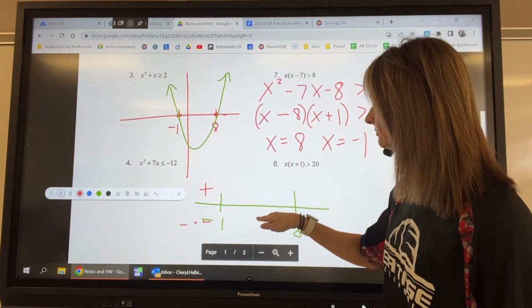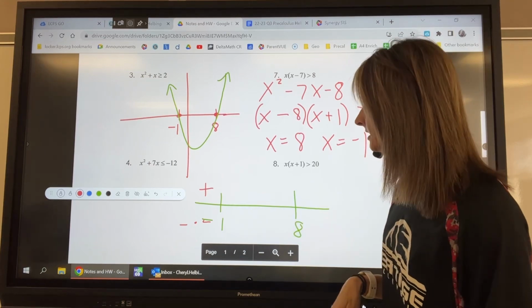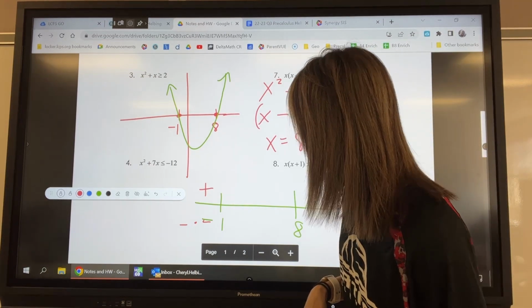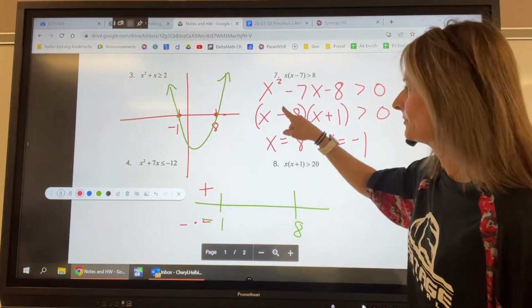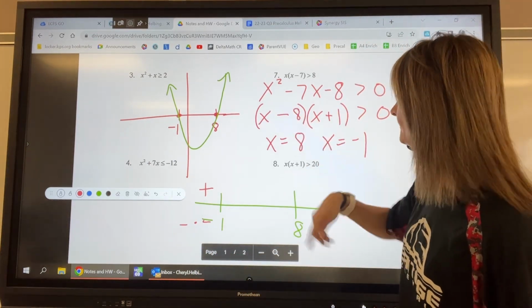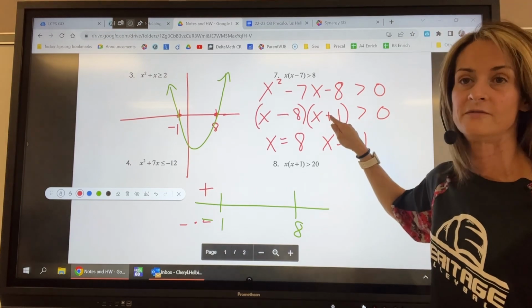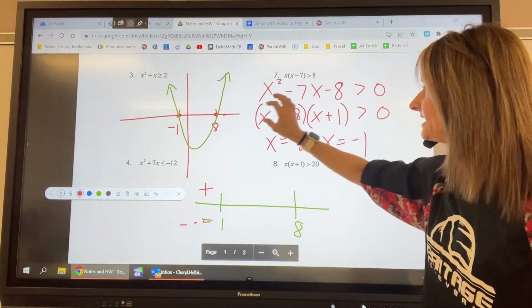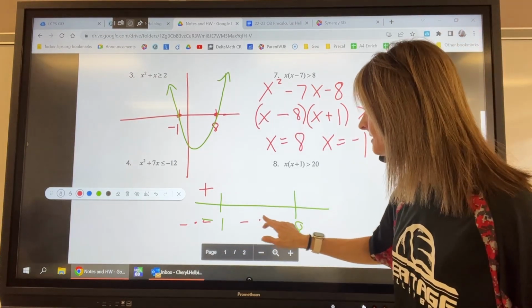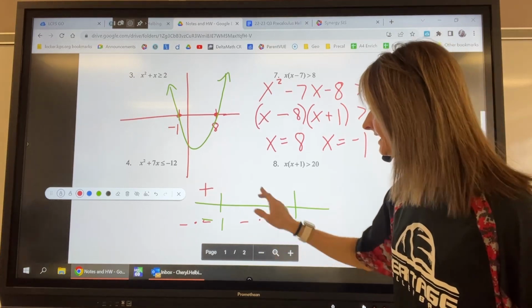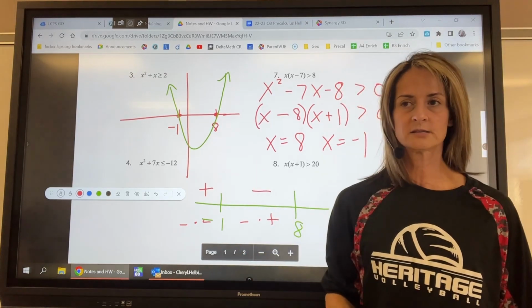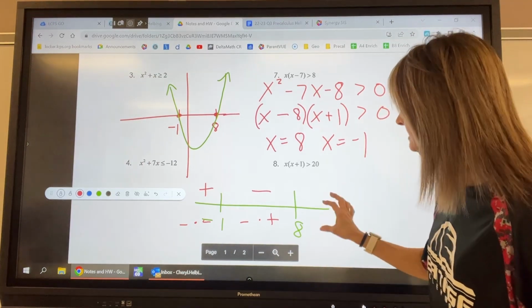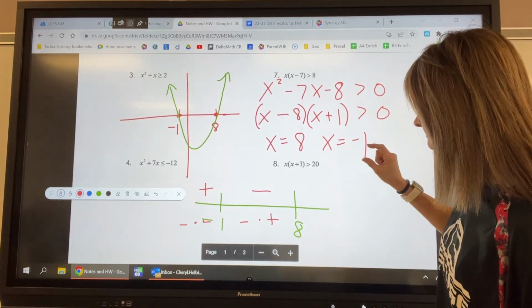Now let's pick a value between negative 1 and 8. I'm going to pick 0. If I put in 0 here, I get a negative value. If I put 0 here, I get a positive value. So a negative times a positive is going to be a negative. So this part of the graph should be below the x-axis.